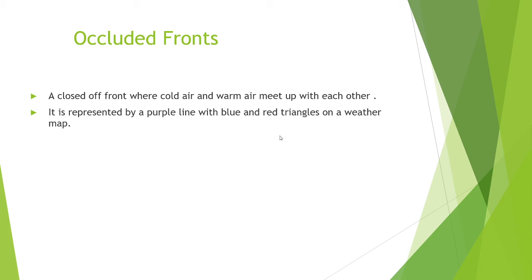Occluded fronts. This is a closed off front where the cold air and warm air meet up with each other. So this is like a marriage of the fronts, a happy marriage of fronts. So you can have a mixing, or overrunning, or training, if you will. It's overrunning of showers, or overrunning of warm and cold air, a mixed front. And this is represented on the map by a purple line with blue and red triangles on the weather map. It's different than a dry line, but this is a closed off front, an occluded front, where the cold and warm air boundary is not clear. It's hidden. That's why they call it occluded, because the boundary is not clear between the two. It's wrapped up with each other.